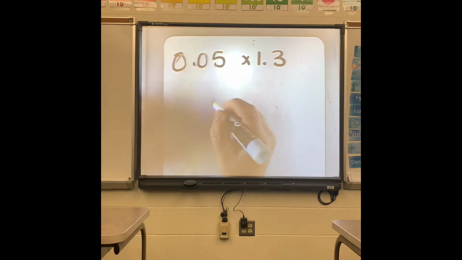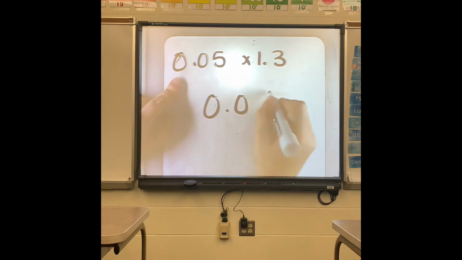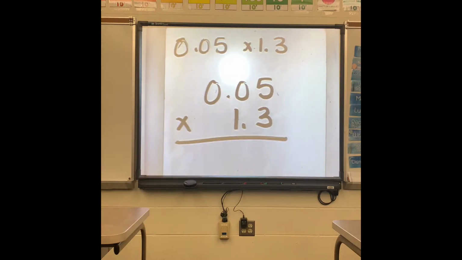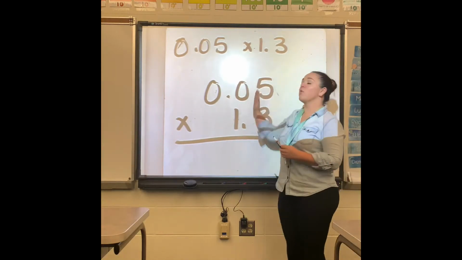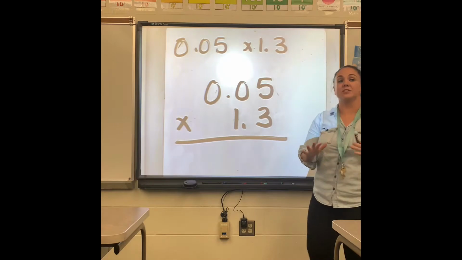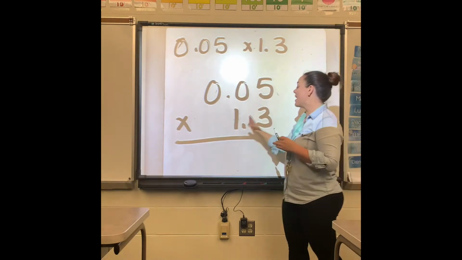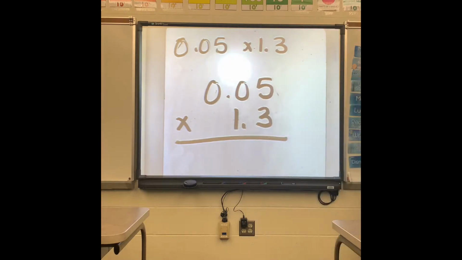So I always tell the students, put the number with the most digits on top when you're multiplying, because it doesn't matter when you multiply. Now, once again, when I multiply, I am not worried about lining up the decimals. That is not a factor. That's only when I'm adding and subtracting. So right now I put the decimals in, but I'm now just going to multiply like regular.